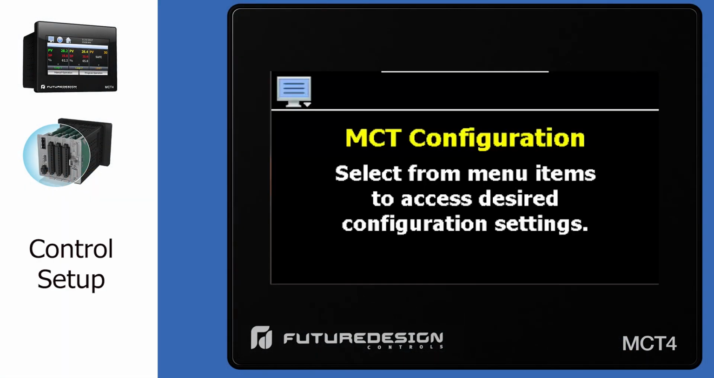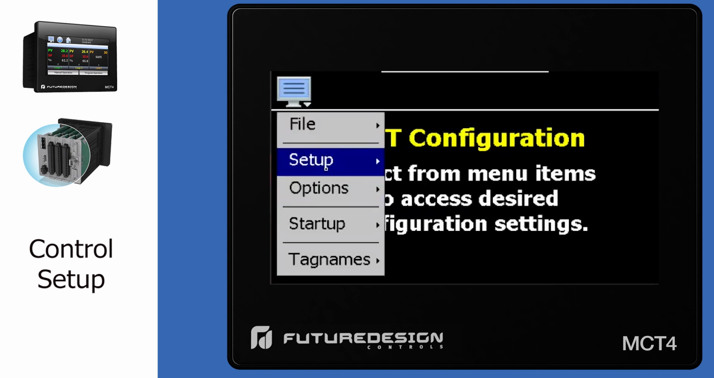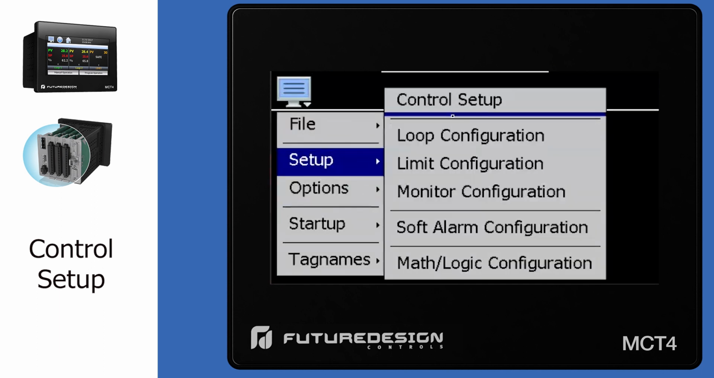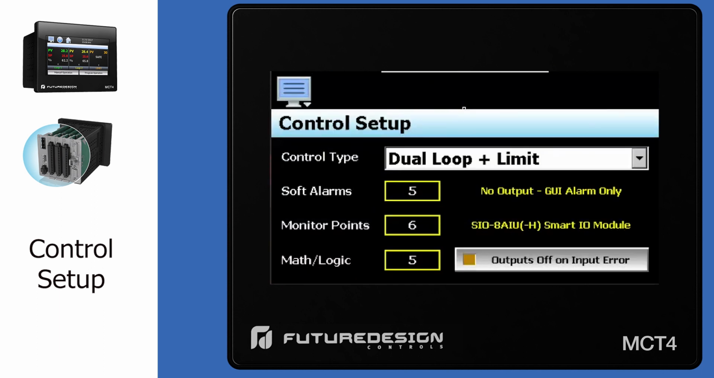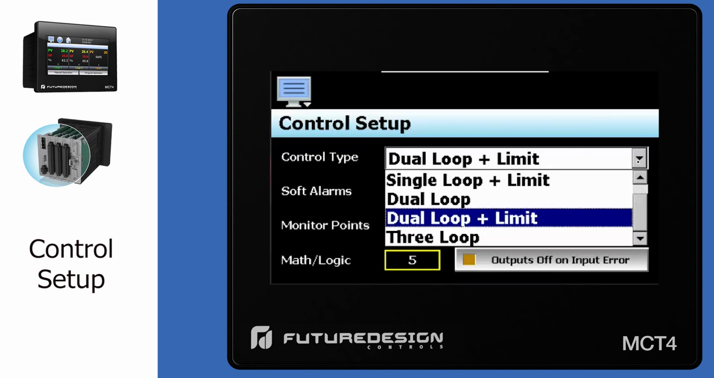Control Setup. The Control Setup screen is accessed from the Setup menu. It allows the user or OEM to select the control type, set the number of soft alarms, monitor points and math or logic equations. The control type drop-down menu is used to define the operation for the MCT4. The number of PCM process loops and optional limit control are set automatically and dependent upon the control type selected.